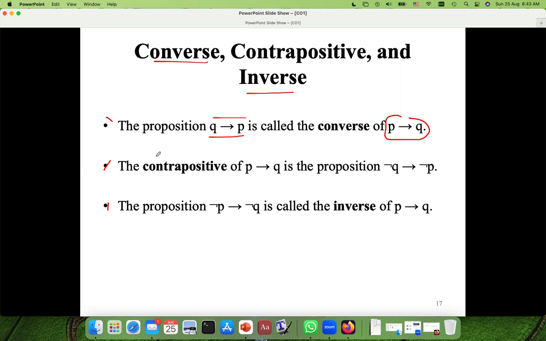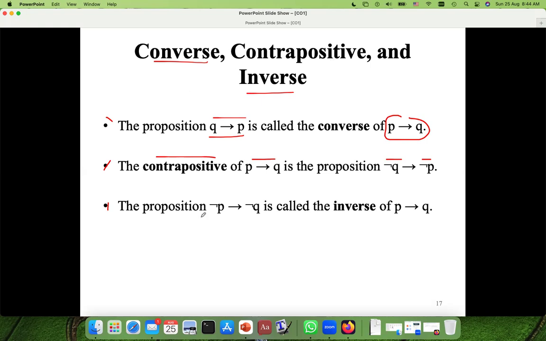This is the converse. And what is the contrapositive of P implies Q? It is the converse, but you will introduce negations. I'm just saying so that you can memorize it easily. What is the converse of P implies Q? Q implies P, just shift the variables. And what is the contrapositive? Just introduce the negation symbol in the converse.